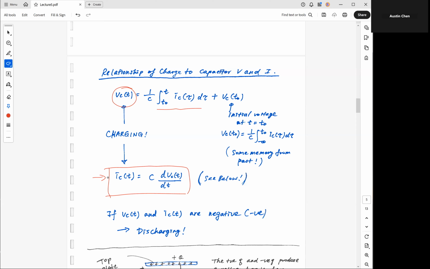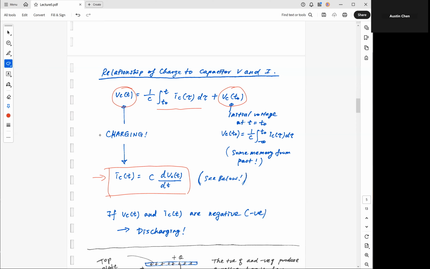Since I don't want to use the same letter here, I'm just going to use a dummy variable tau to denote the time. So IC of tau, d tau, and then plus another term here, and this is my constant term, which denotes the initial voltage or the initial condition. So when I do the integral, I have this initial condition that I had to account for.